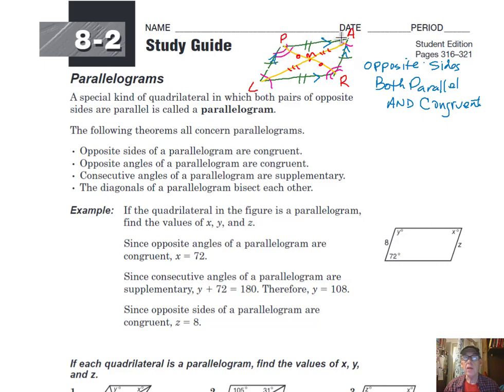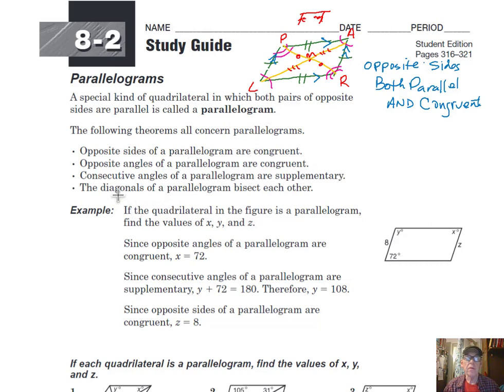So if we look at the PA side, that is a transversal between two parallel lines. So it sort of looks like this. And those angles, this angle LPA and this angle RAP, are same side interior angles, which means these guys need to be supplementary to each other. So consecutive angles are supplementary. Same thing works with AR, same pattern with AR. Parallel lines cut by transversal, same side interior angles are supplementary. So that's where the consecutive angles supplementary comes from.